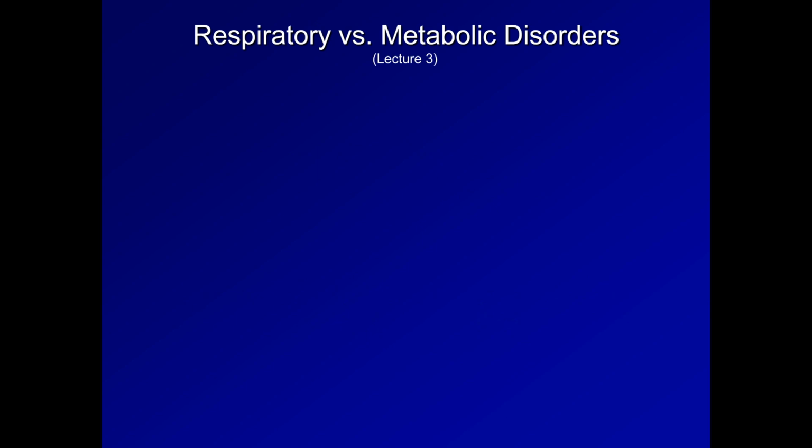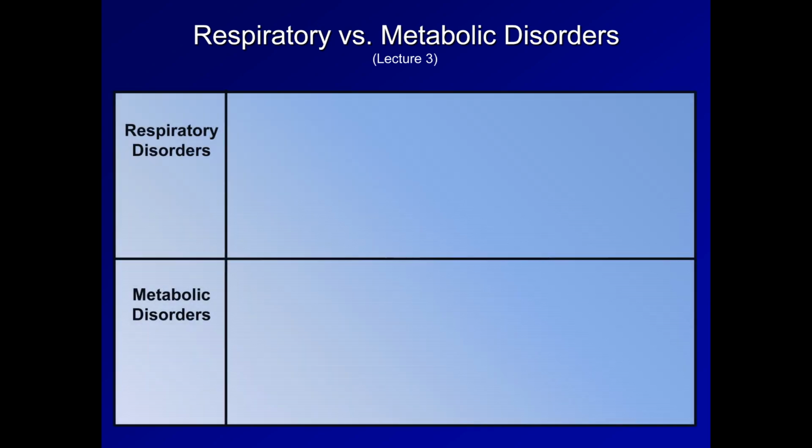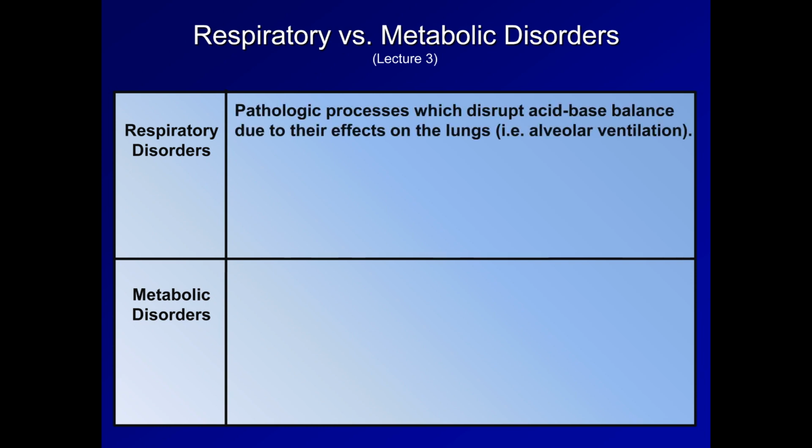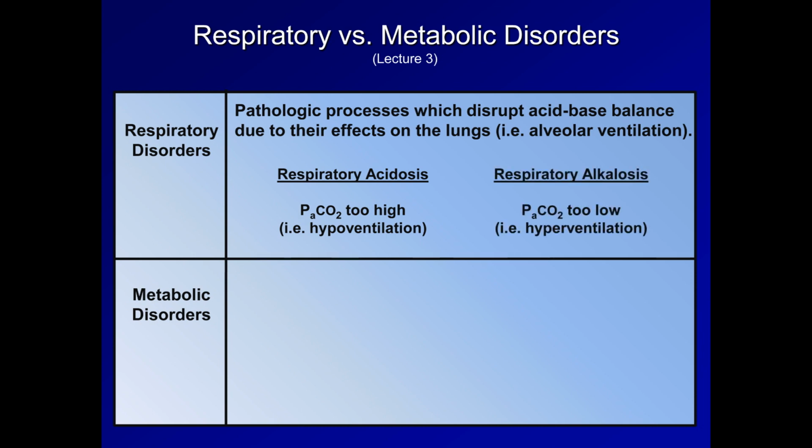Also in Lecture 3, the distinction between respiratory and metabolic disorders was introduced. Respiratory disorders are those pathologic processes which disrupt acid-base balance due to their effects on the lungs. They can be either a respiratory acidosis, where the PCO2 is too high, as seen with hypoventilation, or they can be a respiratory alkalosis, where the PCO2 is too low, as seen with hyperventilation.